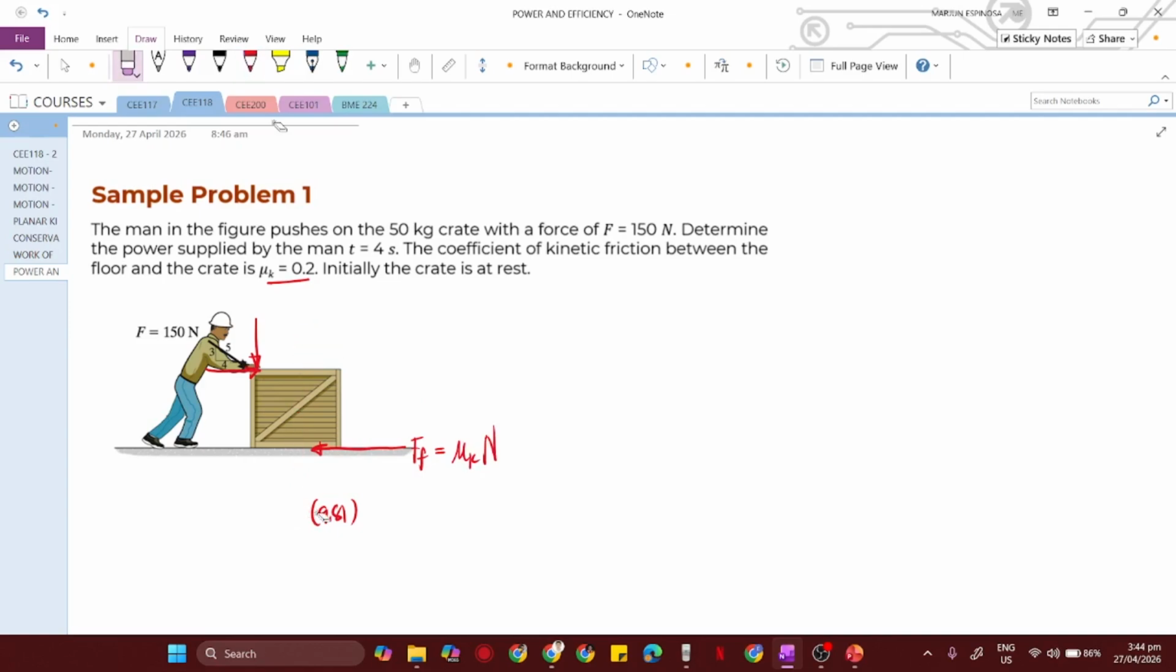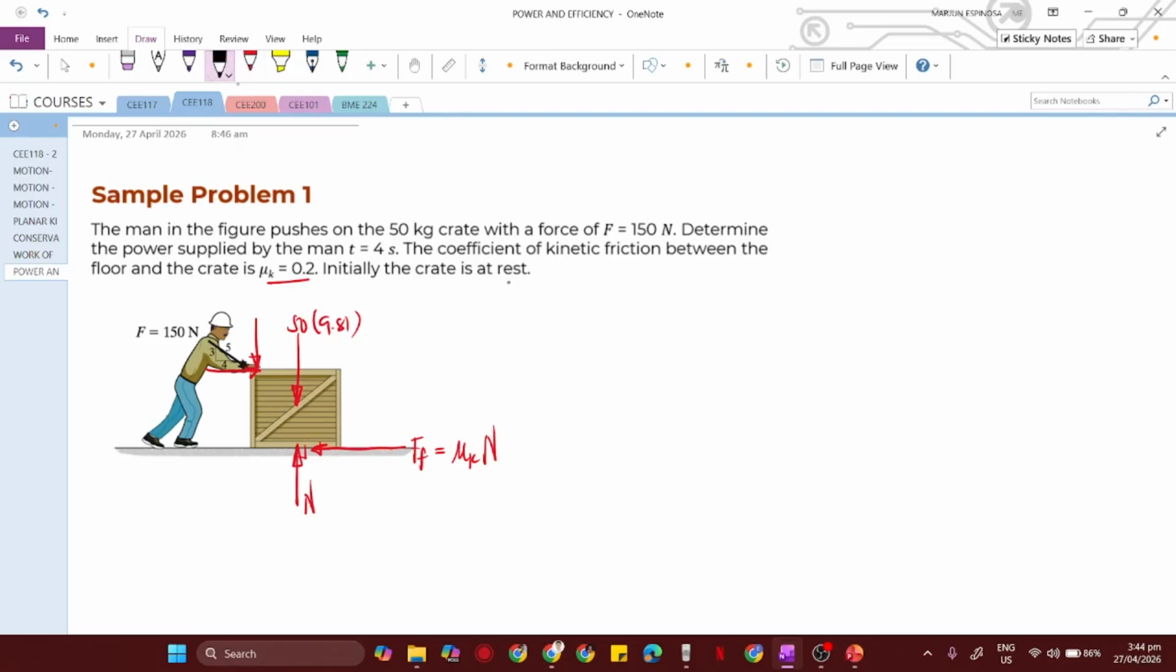Or pwede natin gawin, if di kayo medyo ano niya, no? So this is the weight, which is always directed downwards, 50 times 9.81. And yung normal force is always normal to the surface, which is that N.